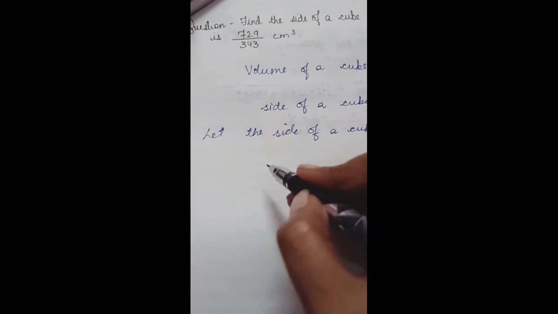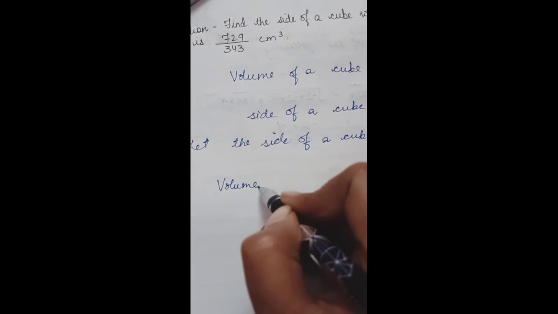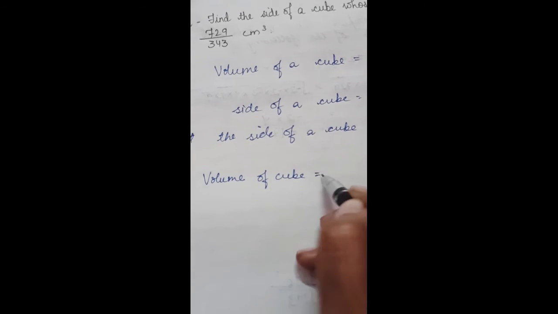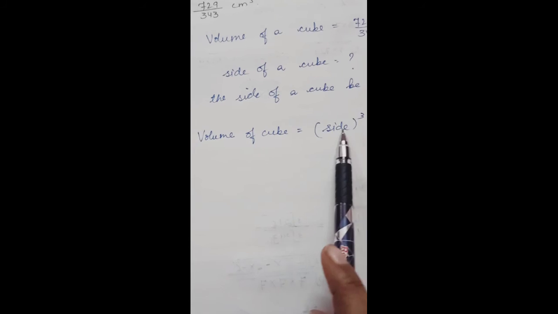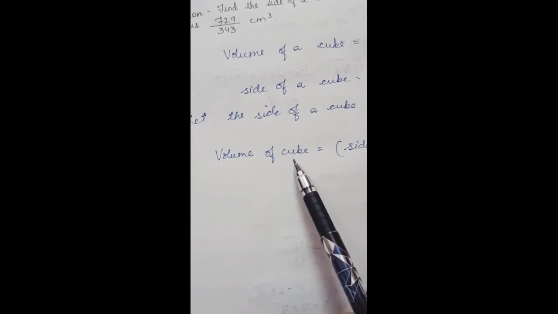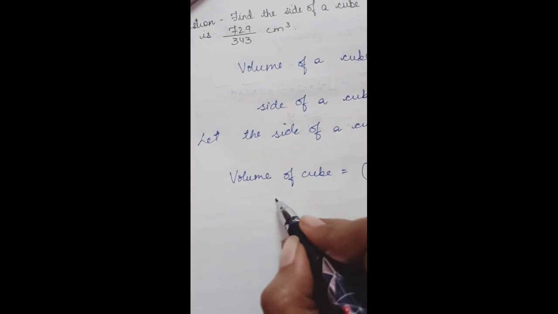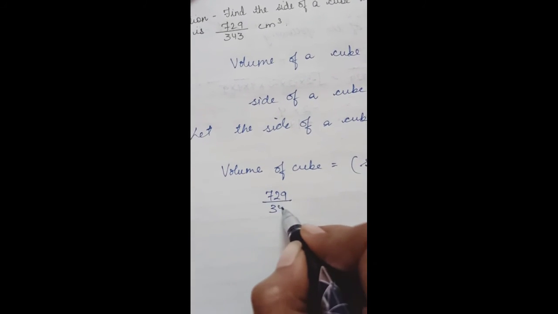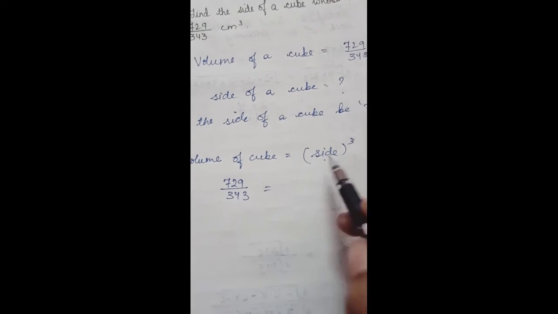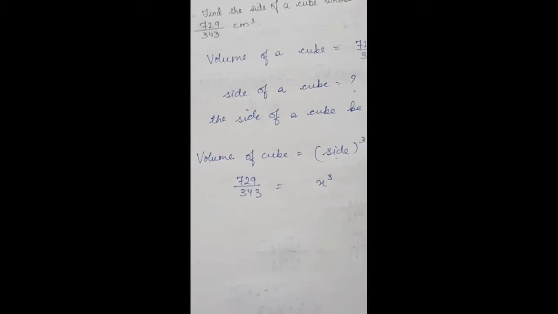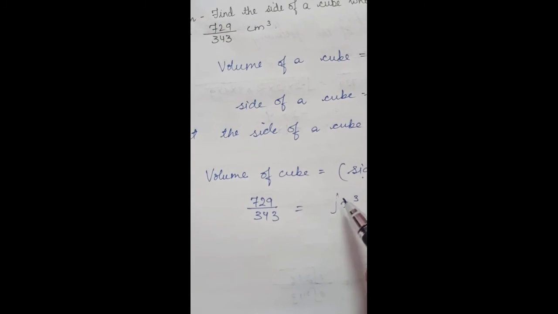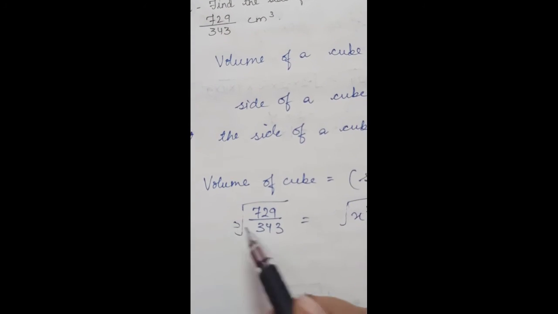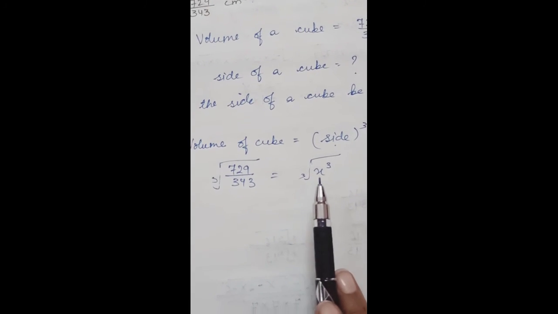Now we all know the formula: volume of cube is equal to side cube. This is the formula to find the volume of a cube, right? So here what is given? The volume of the cube is given. So we write the volume of the cube here, 729 by 343, and side x cube. Okay. Now what do we do? Now we'll take the cube root on both sides to find the value of x.